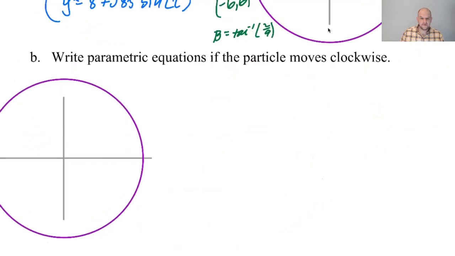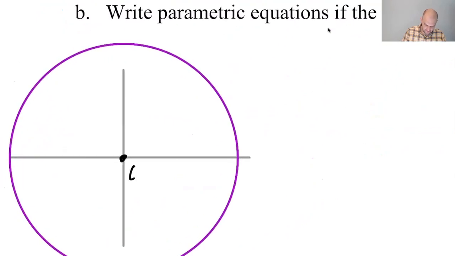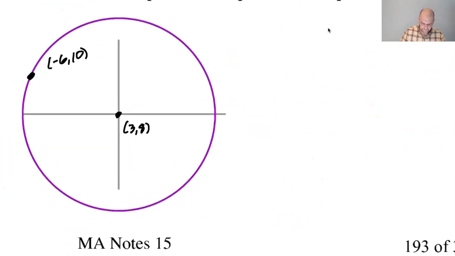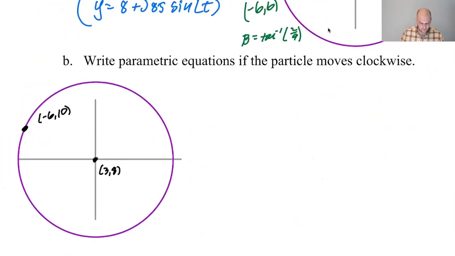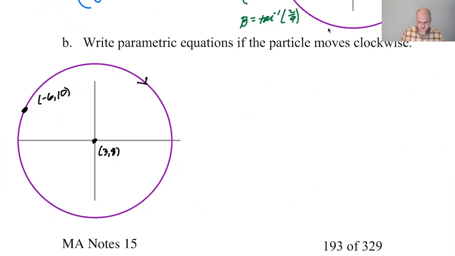All right. So we know that this is going to be the point (3, 8). And we know we want to start over here at (-6, 10). All right, that's our goal. Now to do this, we have to go clockwise. So clockwise is like this. So I need to write a base set of equations, and I can use any base set of equations that makes this path and that direction.